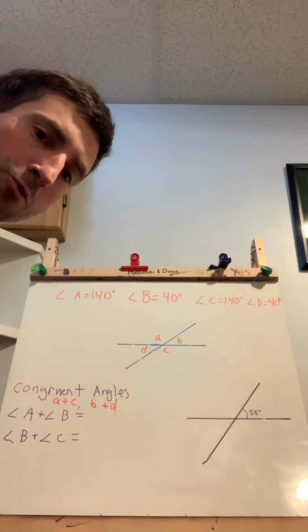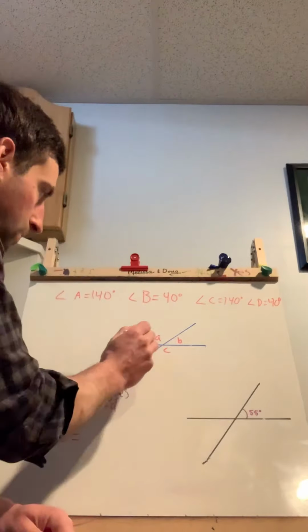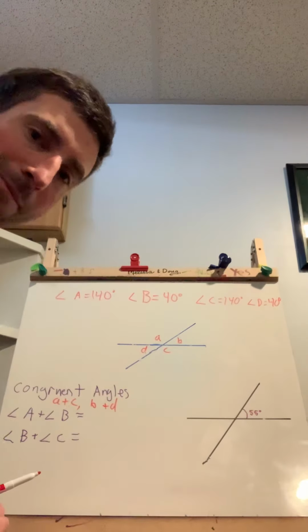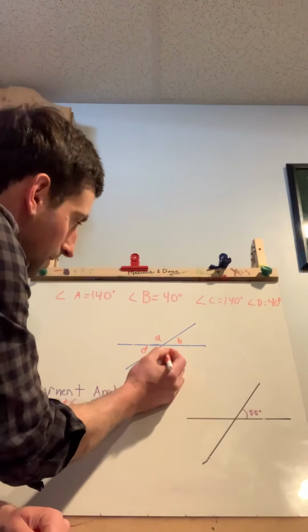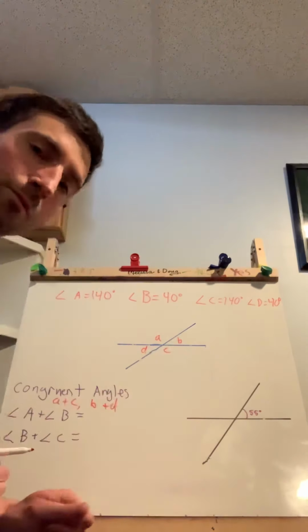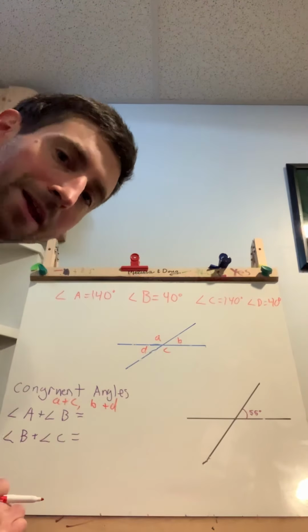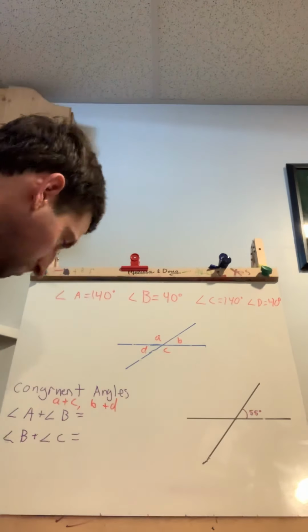So this is a rule, guys. Anytime you have intersecting lines, the two angles opposite each other are going to be congruent. And those opposite angles, we call those vertical angles. So two angles that are opposite each other, formed by intersecting lines, are called vertical angles. And they are always congruent, meaning they will always have the same angle measure.